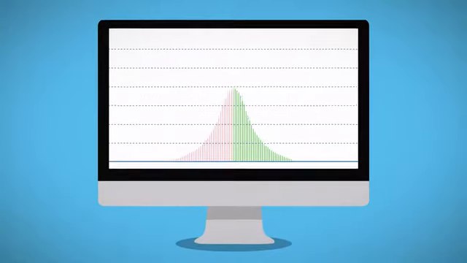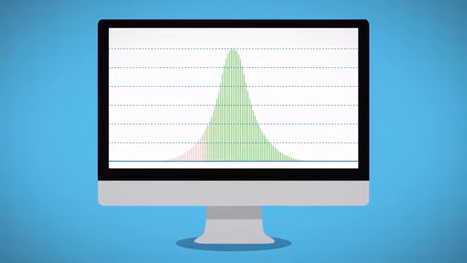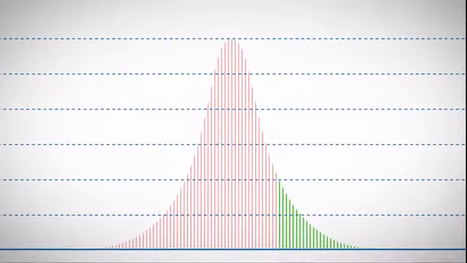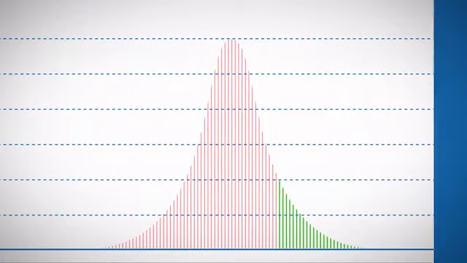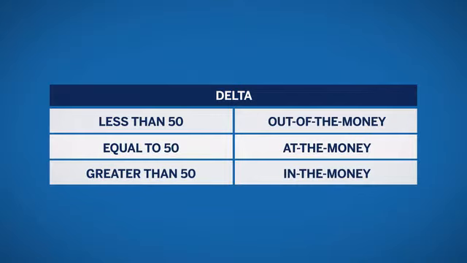The absolute value of the delta also shows the approximate probability that the option will finish in the money. For example, if the option has a delta of 50, it suggests that it has a 50-50 chance of finishing in the money. A delta of 20 suggests it has a 20% chance of finishing in the money. If an option delta is less than 50, it is said to be out of the money. If the delta is greater than 50, the option is said to be in the money. If the delta is equal or close to 50, the option is said to be at the money.